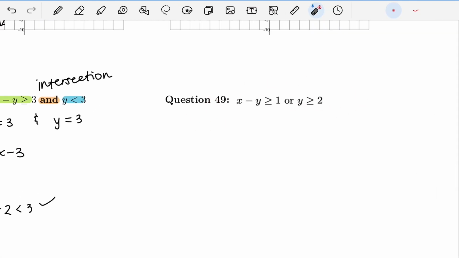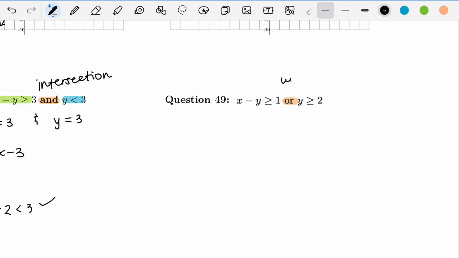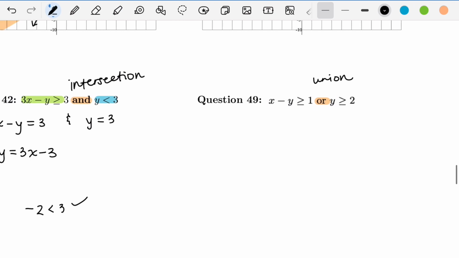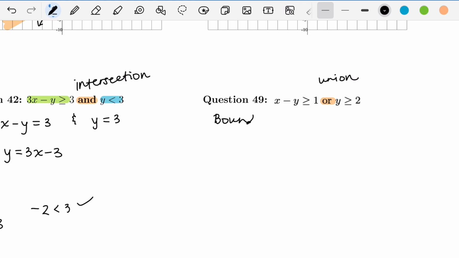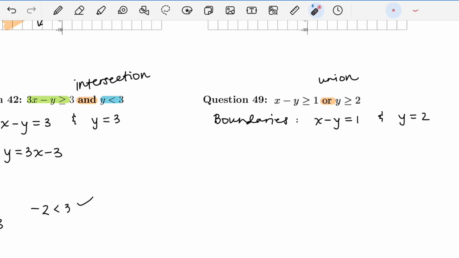For question 49, this is going to be very similar, but in this case, we're dealing with an or statement. So here, we're just looking at the union of our solutions. So first thing we're going to do is, again, identify and graph our boundaries. In this case, it's going to be x minus y is equal to 1, and y is equal to 2. Now notice that both of these have a greater than or equal to symbol, so when we graph these, we're going to use a solid line for both.